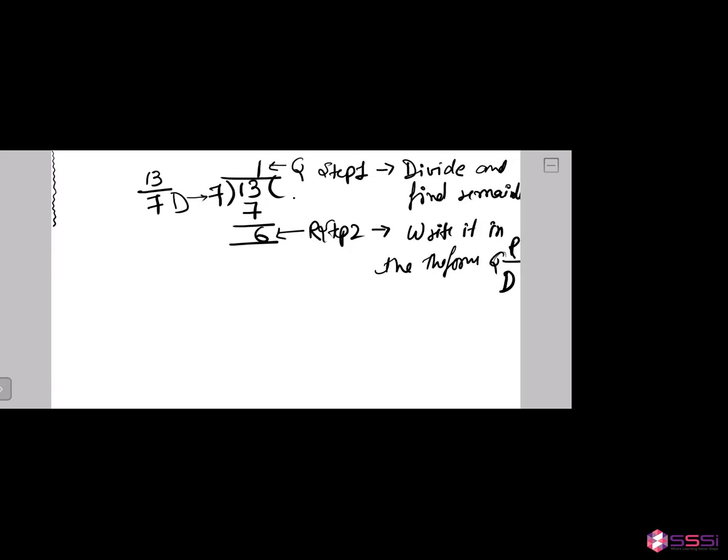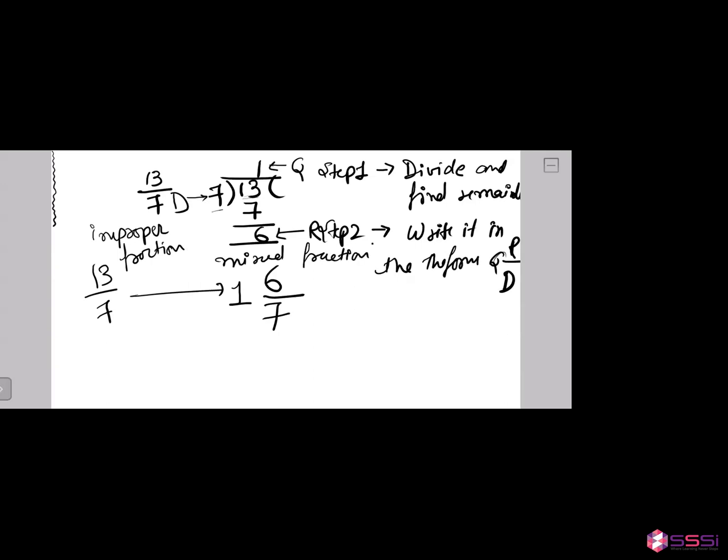So we have to put in the values. Value of Q is 1. This is the dividend, that is the divisor. What is the value of R here? 6. Value of D here? 7. So 13 by 7 was an improper fraction, and we just converted it into a mixed fraction. Right? Yes, ma'am.